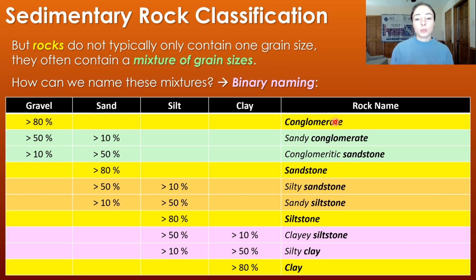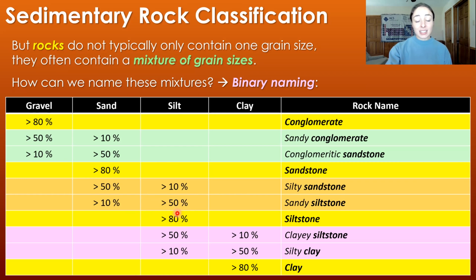But if you want to get more specific and you see that over 10% of it is sand size, but it's still mostly gravel size, then you can call it a sandy conglomerate. But if we flip that and say it's mostly sand size, but contains over 10% gravel sizes, then you can call it a conglomeratic sandstone. You can also just use the name sandstone if it's over 80% sand sizes, regardless of the rest of the constituents. And then if it is mostly sand and contains over 10% silt, you can call it silty sandstone.